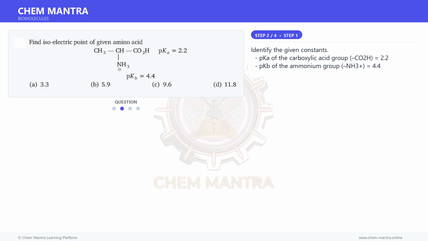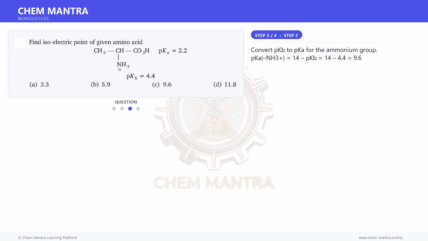Moving on to the next step. Identify the given constants. pKa of the carboxylic acid group, CO2H, is equal to 2.2. pKb of the ammonium group, NH3+, is equal to 4.4.